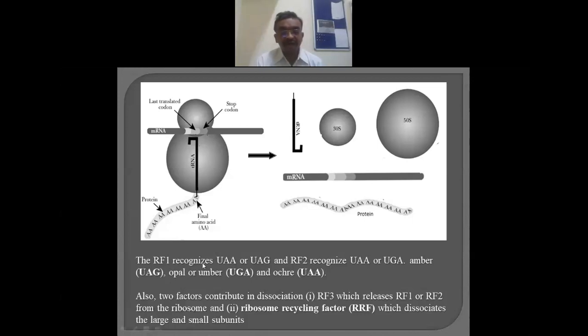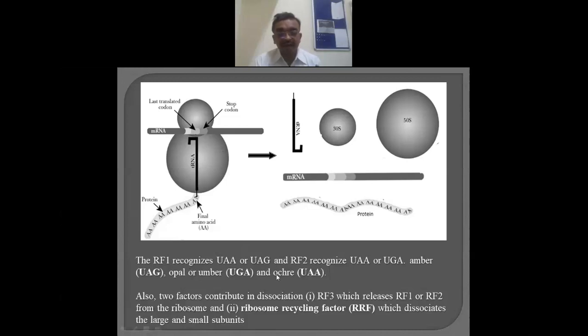Okay, RF1 has the ability to recognize UAA, which means whenever UAA comes here, RF1 comes. Whenever UAG comes, at that time RF1 comes, and UAA and UGA can be recognized by RF2. These two factors contribute to the dissociation. Whenever such an assembly comes, meaning whenever the mRNA nonsense codon comes, the respective RF factors come there.